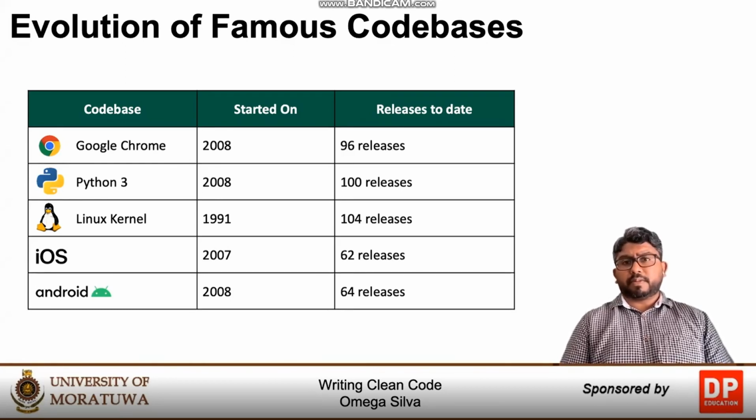If you look at Google Chrome, they started off in 2008 and they have done 96 releases so far. If you're wondering what a release is, that's where the development team does a significant amount of code changes and additions in implementing new features, enhancing existing features, or fixing defects, tests the code base, and releases to the general public for use. Python 3 again started in 2008, 100 releases to date. Linux kernel, 104 releases, and the pattern continues.